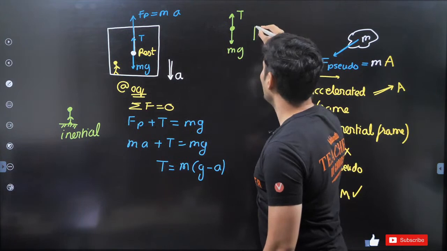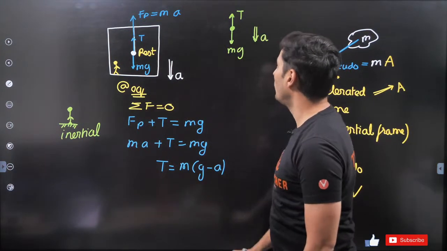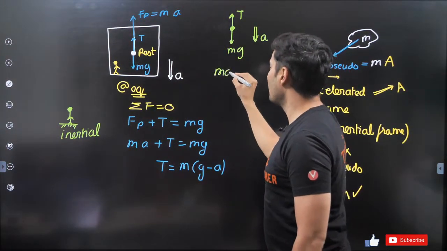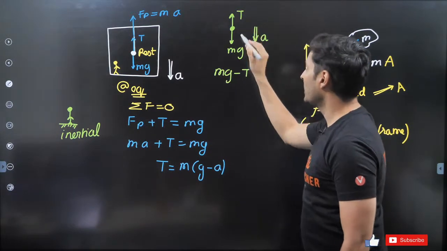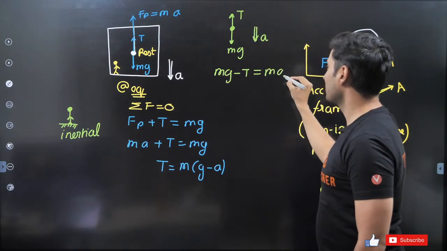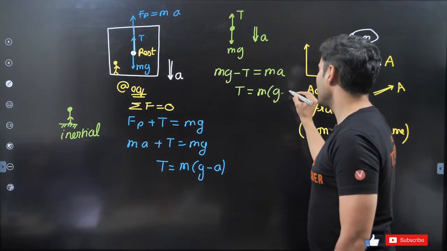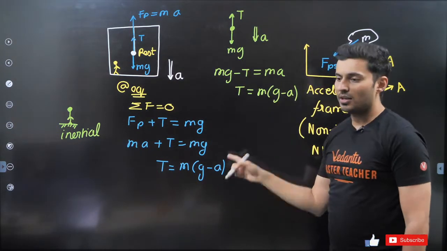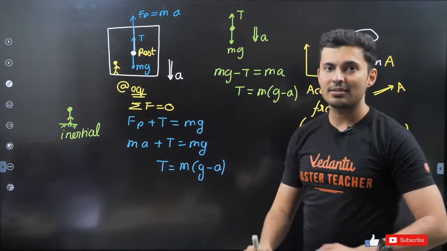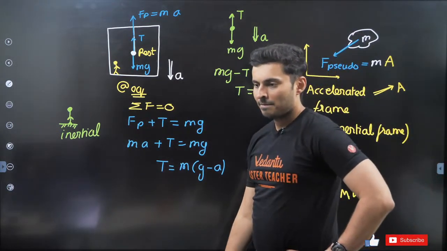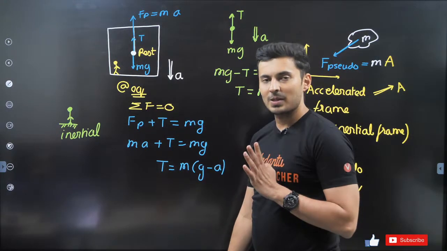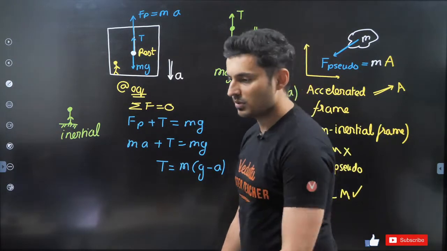So you will just show the same acceleration of the bob. Here you will say mg minus T, big minus small force, is mass into acceleration. Rearrange, you will still get tension is equal to m into (g minus a). It's not different. You will still get the same answer. So it doesn't matter which frame you choose.